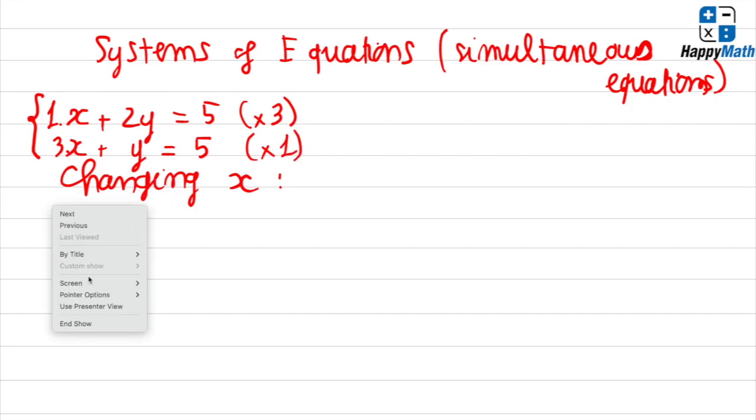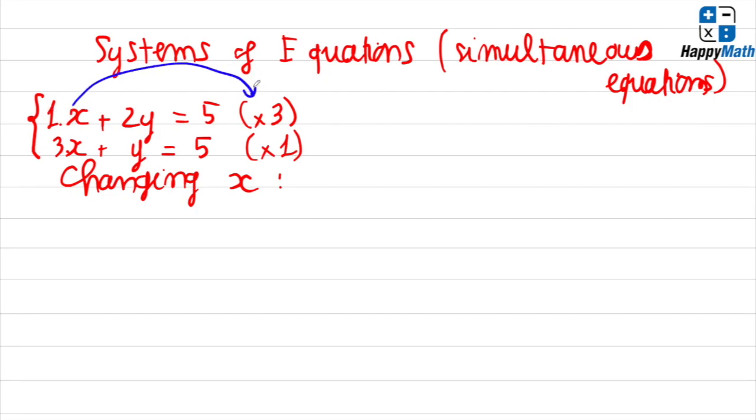So what will we do after the first step? For the first equation we multiply by 3: 1x multiplied by 3, 2y multiplied by 3, and 5 multiplied by 3. So after multiplying by 3, x multiplied by 3 gives 3x, 2y multiplied by 3 gives 6y, and 5 multiplied by 3 gives 15. So that is the first equation.